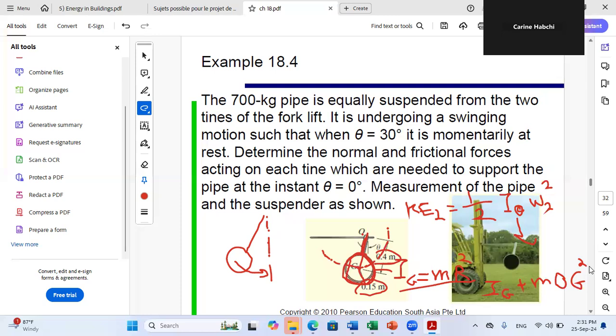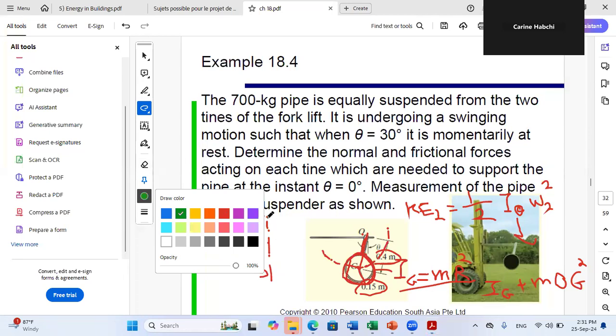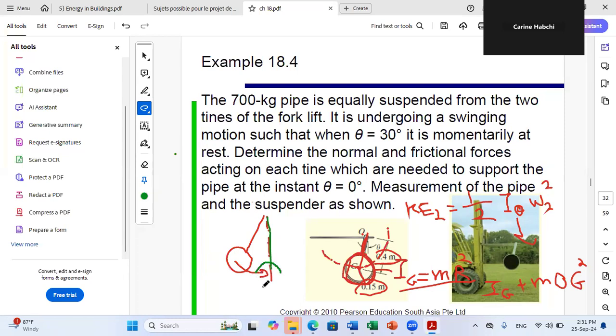Now, the question is to find the normal and frictional forces acting on each of the tines, which are needed to support the pipe when theta equals 0 degrees. Okay, so here is where we need to combine chapters. Look, they ask for the forces at a particular position when theta is equal to 0. When the system comes to this position, this is the second position of the system. At this position, let us illustrate the forces. We have the weight of the system, and we have the reactions at O, which can be divided into two components, normal and frictional forces. So we have, let's say, F and N.